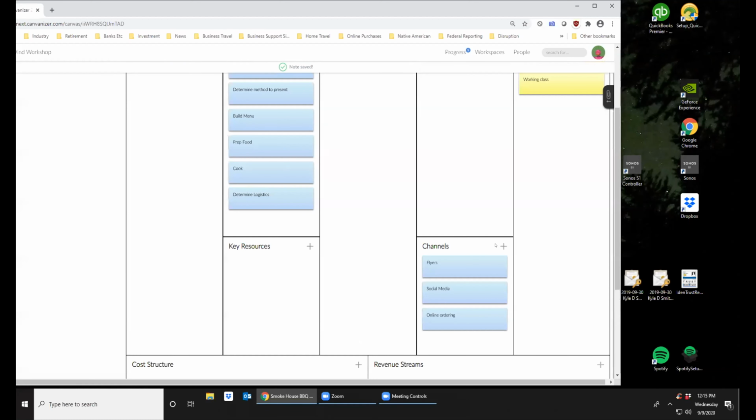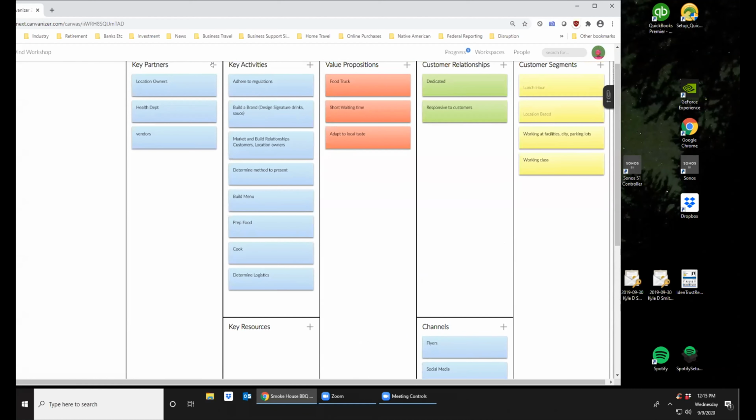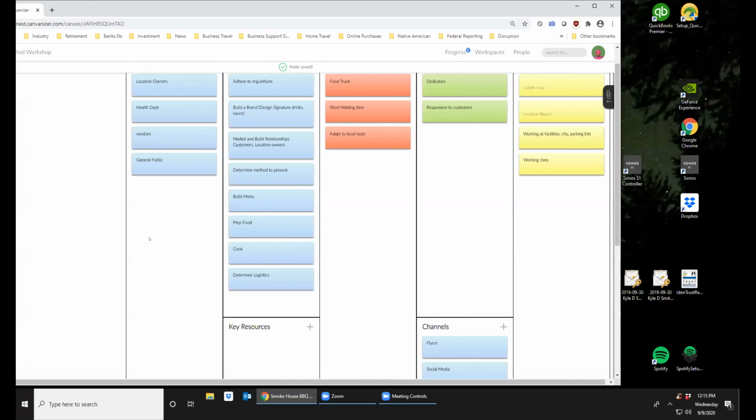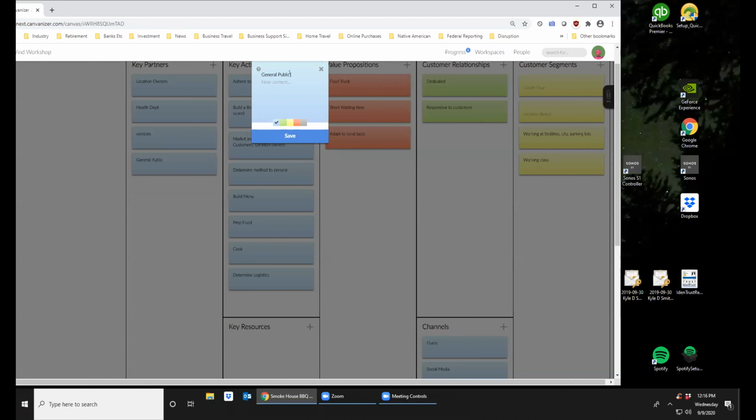And another key resource, or not really a resource, but basically a partner, was the general public. Exactly. I mean, they did an awesome job of delivering, and even working with the police department. And am I right, Aisha? Right. Yes. So that's just something I wanted to touch on. But relations is everything. So I'm going to put down general public.